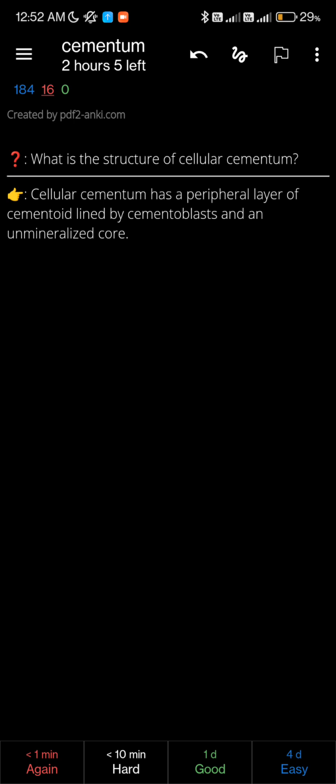What is the structure of cellular cementum? Cellular cementum has a peripheral layer of cementoid, lined by cementoblasts, and an unmineralized core. So, what is the structure of cellular cementum? Cellular cementum has an unmineralized core and a peripheral layer of cementoid lined by cementoblasts.